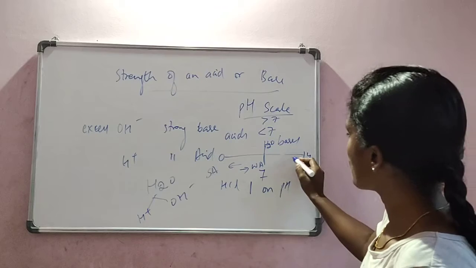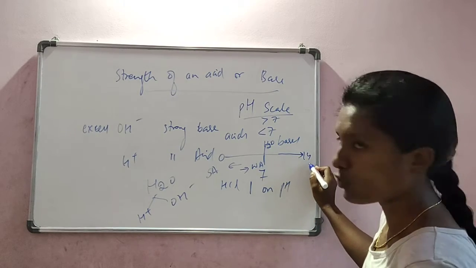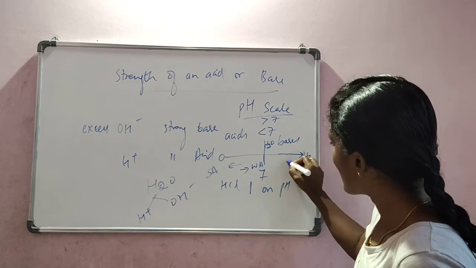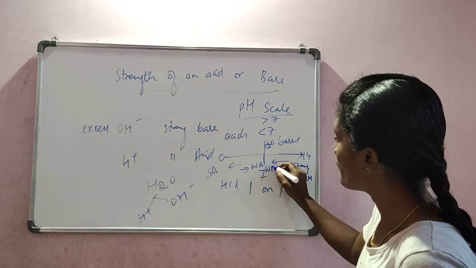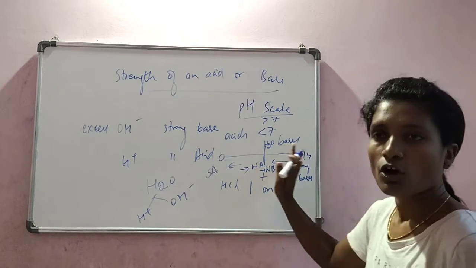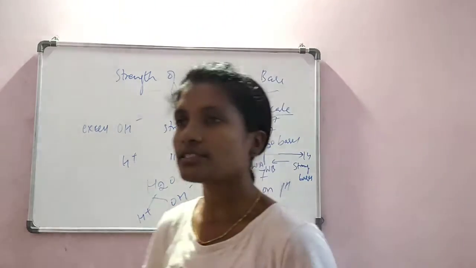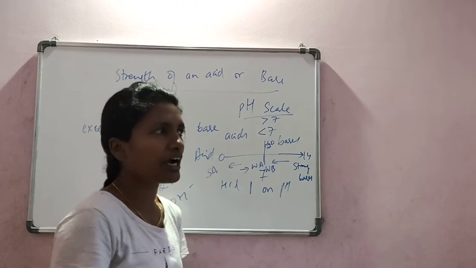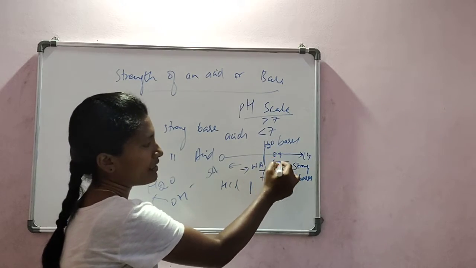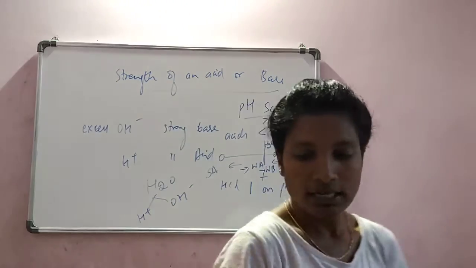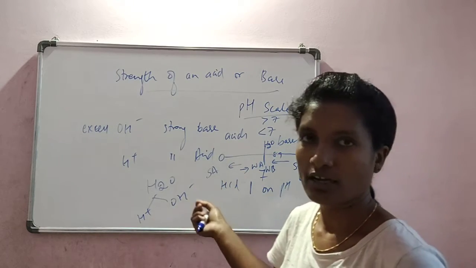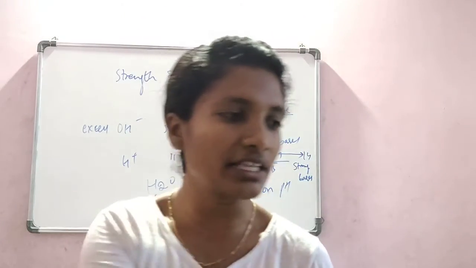Similarly, bases. As it goes near to 14, they are called strong bases. As it comes near to 7, they are called weak bases. For example, NaOH is a strong base because it is almost near 14, whereas ammonium hydroxide is a weak base which is closer to 7, maybe 8 or 9. Now let us understand how to check the numbers on the pH scale. How do we land up with those numbers?